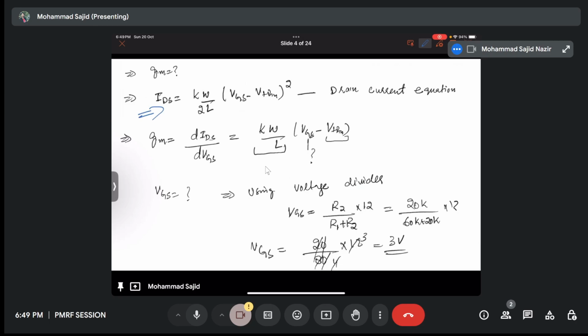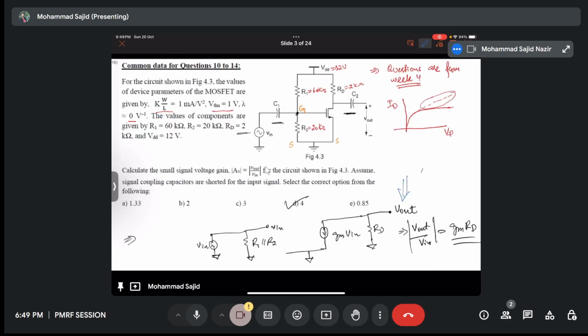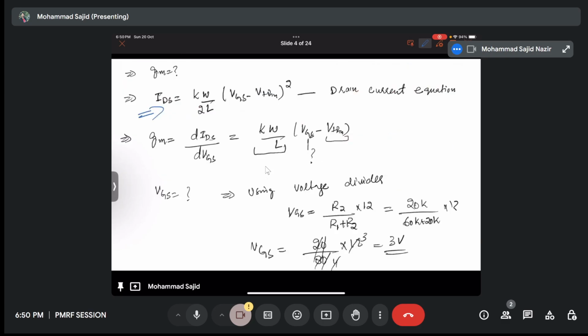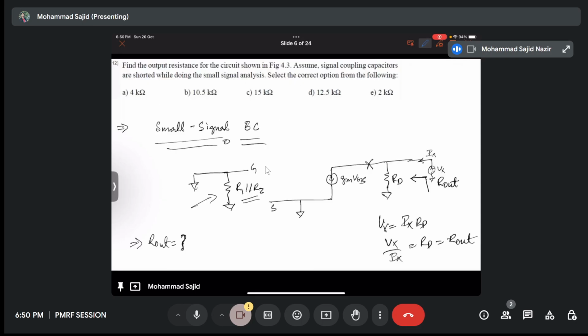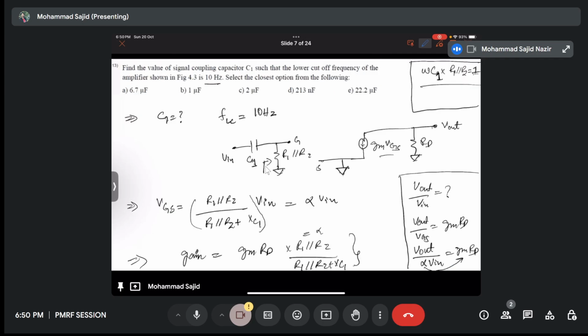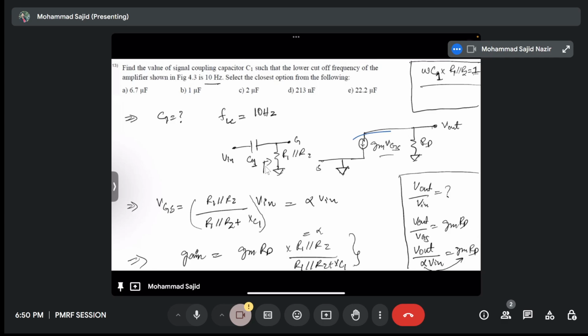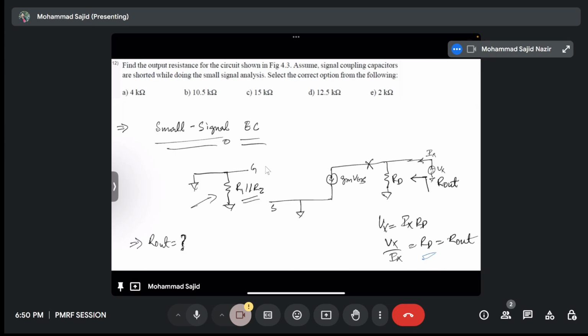VGS will be found by voltage divider. Here we can see it's R2 by R1 plus R2. Okay, so that is 3 volt. Simple. Output resistance, similarly from the same figure, we can get by attaching a test source at the output, we will get the output resistance is RD. Similarly, if you have to find the input, you can add a test source at the input, so you will get R1 parallel R2.